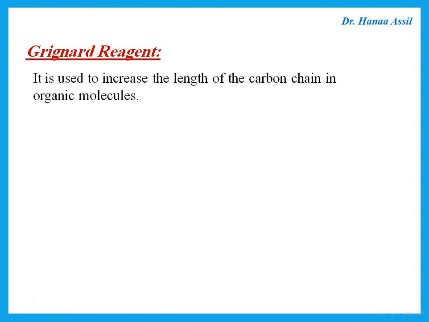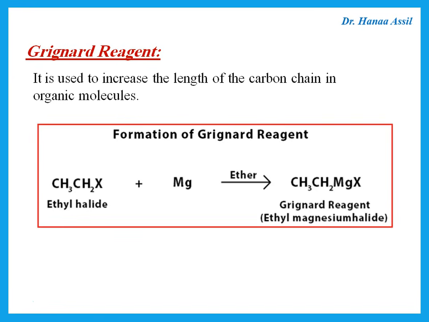The one useful reagent that we're going to talk about is the Grignard reagent. And the Grignard reagent is used to increase the length of the carbon chain. So if I want to add one or more carbons to my compound, I use a Grignard reagent.